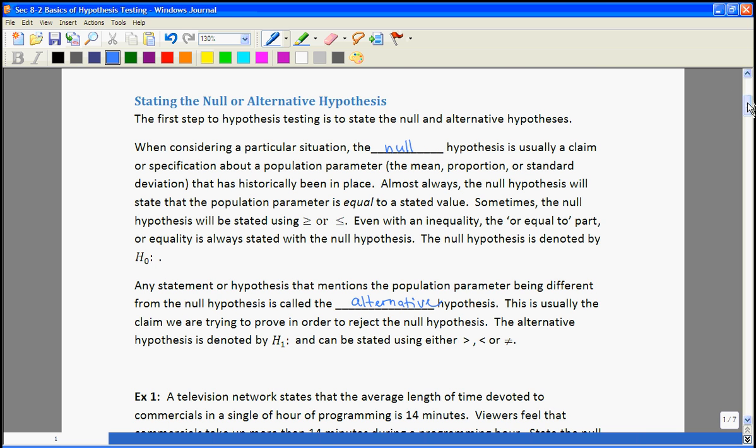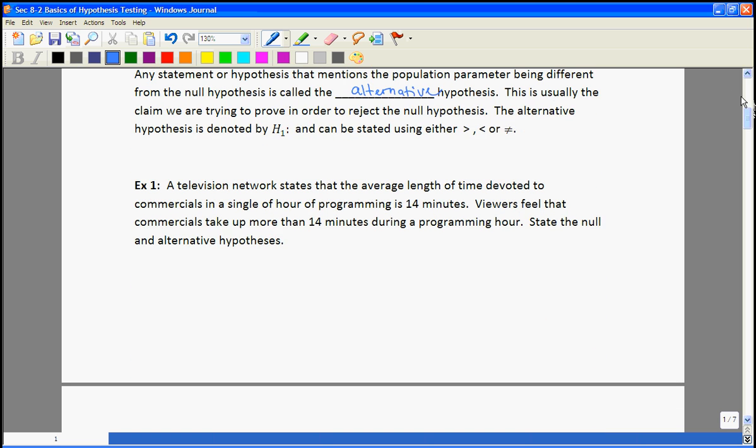Let's take a look at an example to see if we can get an idea of how to state the null and alternative hypothesis. Example 1. A television network states that the average length of time devoted to commercials in a single hour of programming is 14 minutes. Viewers feel that commercials take up more than 14 minutes during a programming hour. State the null and alternative hypothesis. So here, H naught or H sub 0, we might say average, and average means that refers to the mean, so I'm going to use the notation mu.